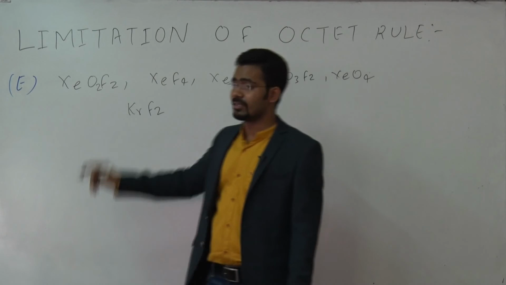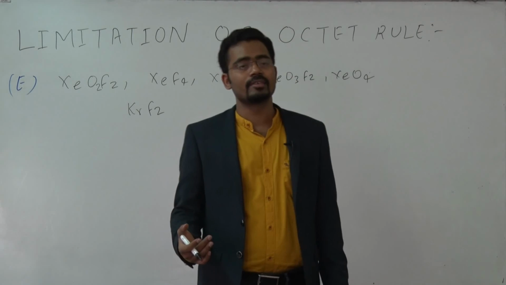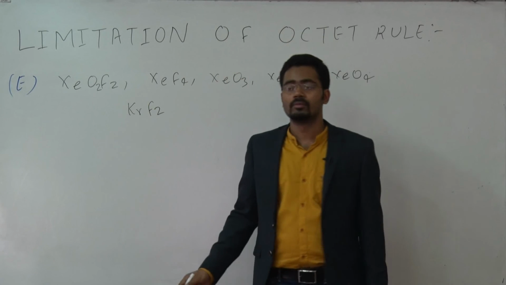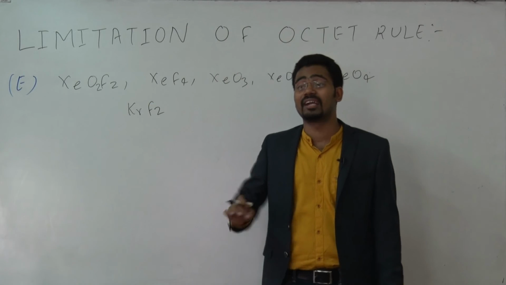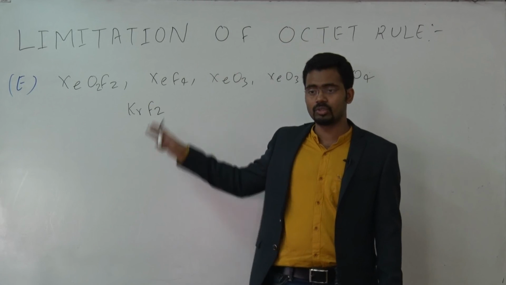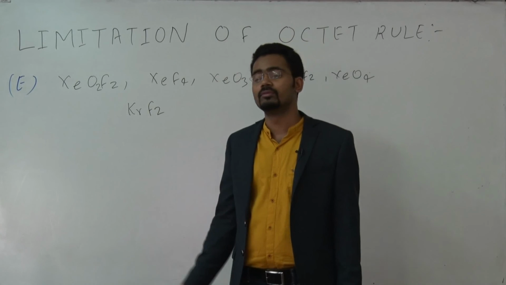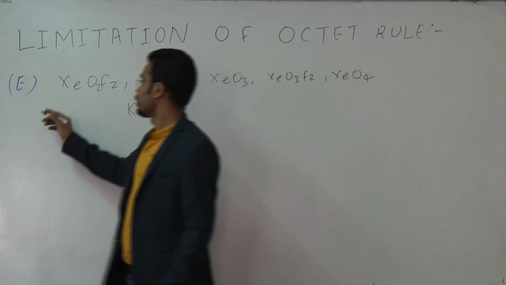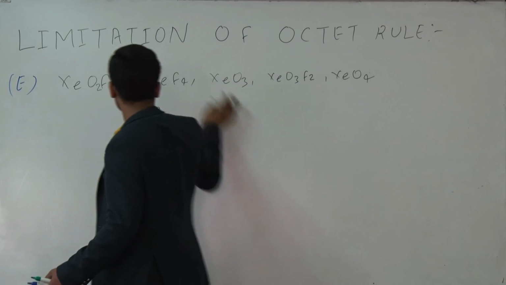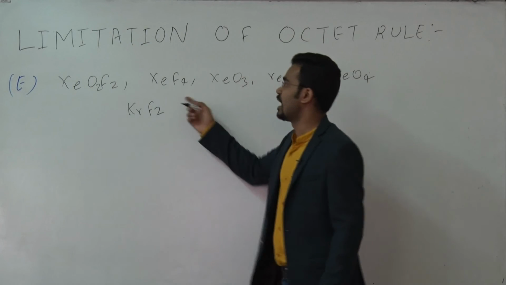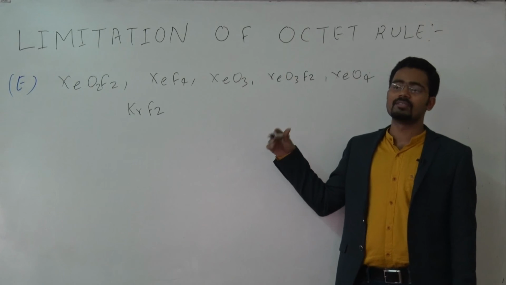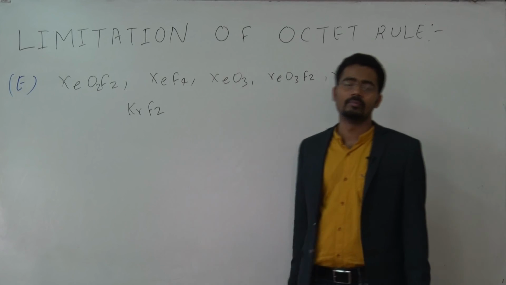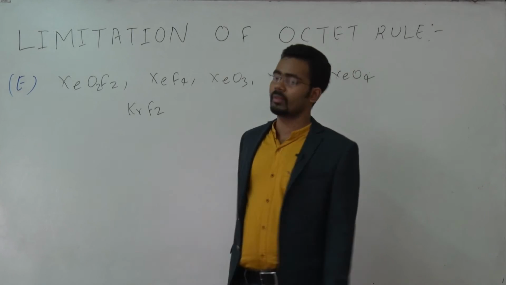As you know, all noble gases have a stable configuration, but when a noble gas forms bonds, the total valence electrons will always be greater than 8. So these are exceptions, that is, limitations of the octet rule. In all given molecules, the central atom, that is the noble gas, has more than 8 electrons. So you can draw the structure.